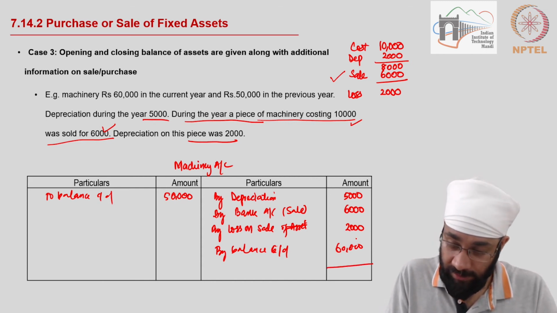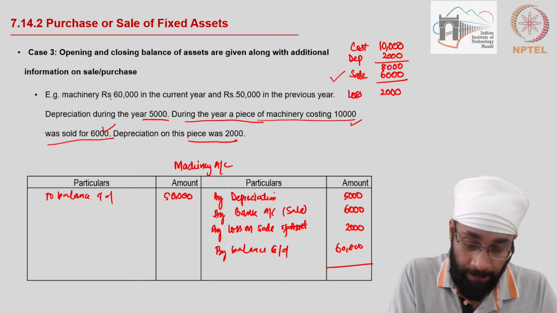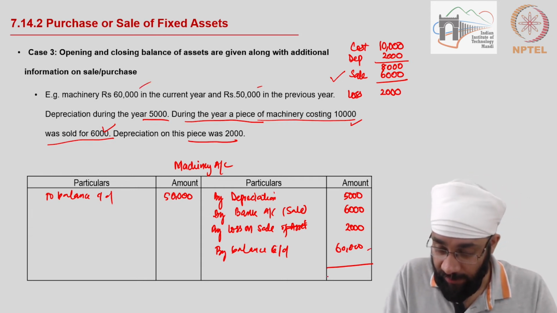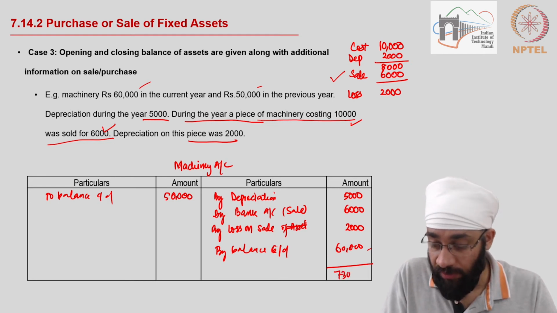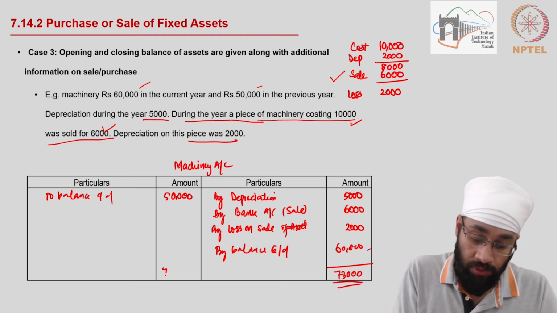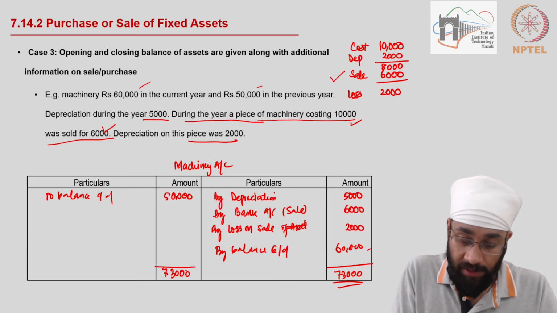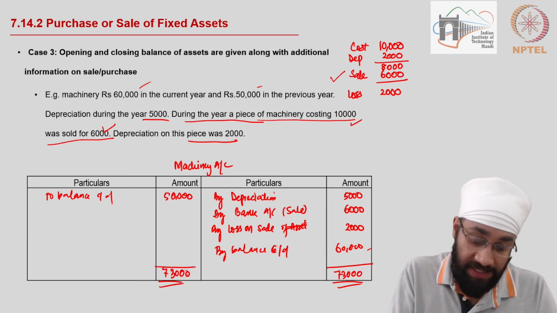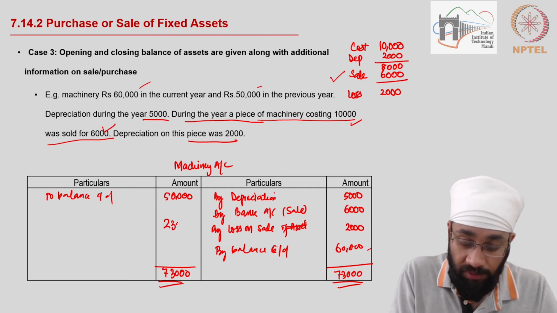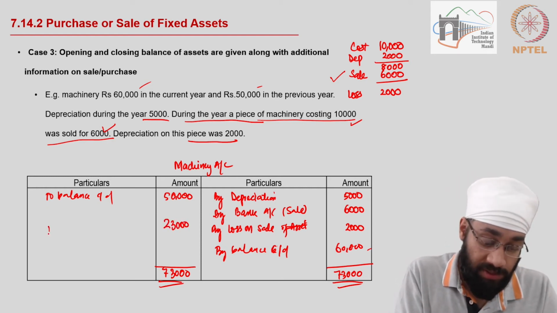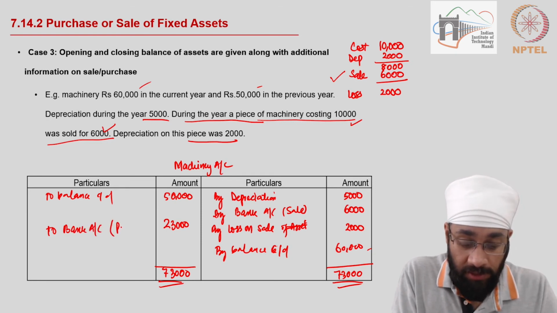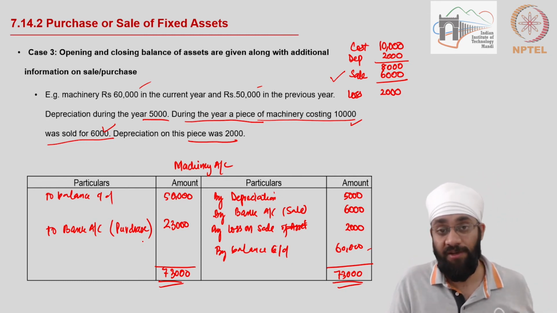So the balance will come out to be 60,000, and then you have this 11, 12 and 13, so 73,000 is the total on the credit side. And suddenly we see that the total is not coming out to be equal. There is a balancing figure of 23,000 on the debit side. What is this? This is to bank account. What does it mean? This means that there has been a purchase of the fixed asset during the year.